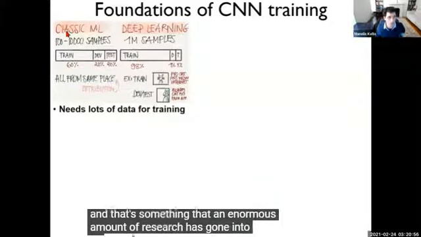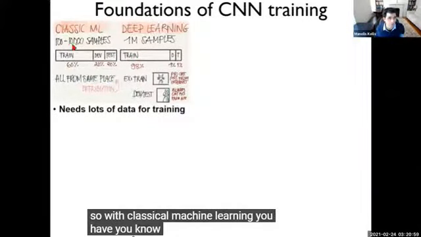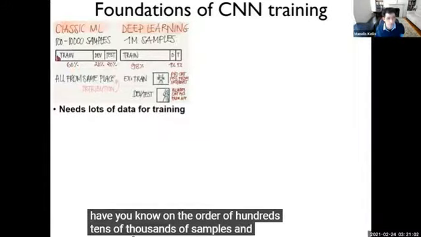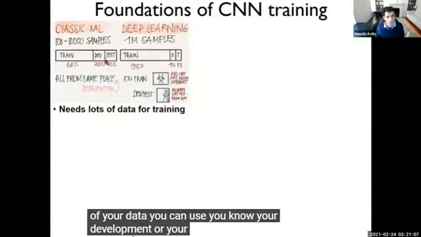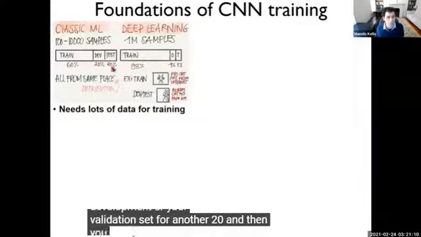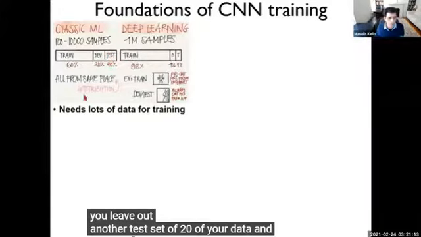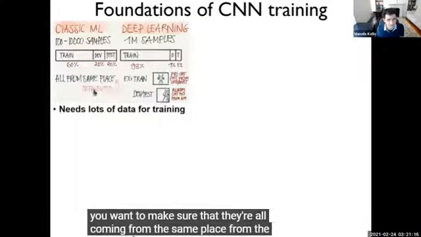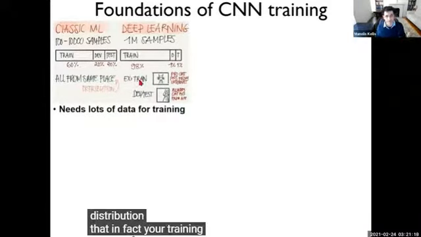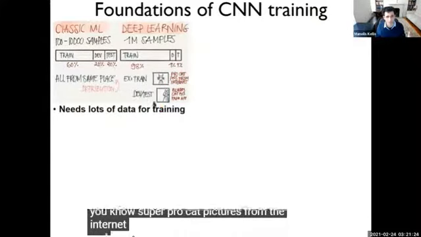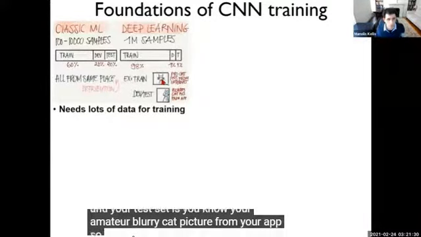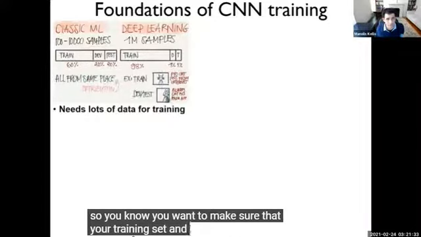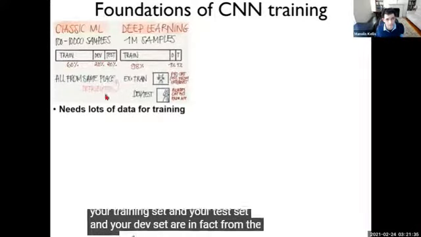research has gone into. So with classical machine learning, you have on the order of hundreds, tens of thousands of samples, and you can train with 60% of your data. You can use your development or your validation set for another 20%, and then you leave out another test set of 20% of your data. And you want to make sure that they're all coming from the same place, from the same distribution, that in fact, your training set is not just a bunch of super pro cat pictures from the internet, and your test set is your amateur blurry cat picture from your app. So, you want to make sure that your training set and your test set and your dev set are in fact from the same distribution.